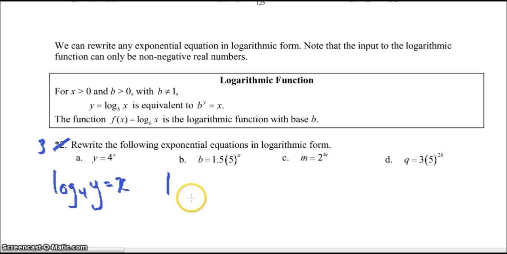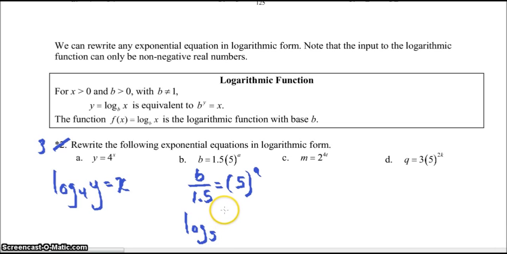This one's kind of weird. Notice that we don't have the correct form, like something raised to an exponent equals something else, but we can get the correct form by dividing by 1.5. And so we can write log base 5 of b over 1.5 equals a.